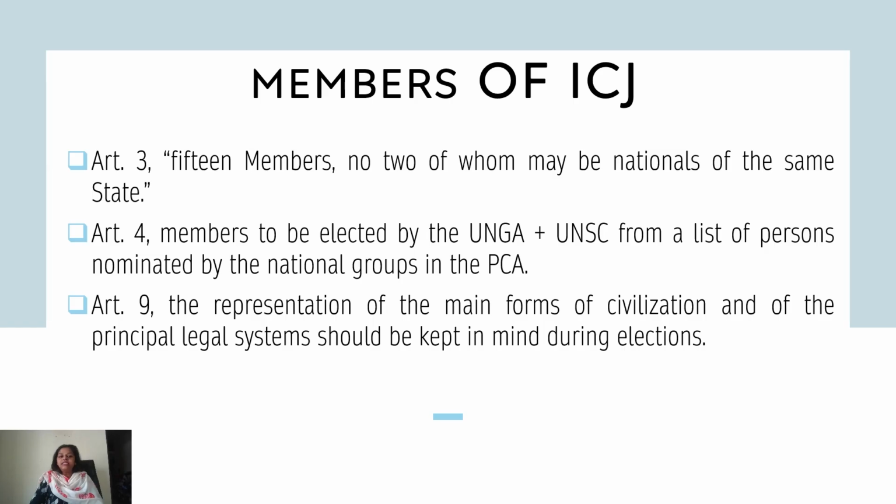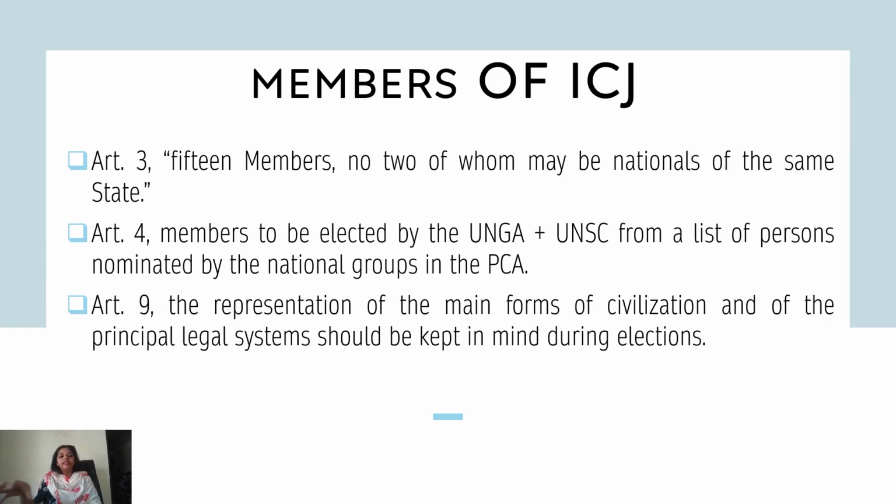Now, Article 19 talks about representation in the court, and this is significant because it says that the representation of major civilizations and principal legal organs should be kept in mind during the election of the members of ICJ. So while Article 3 highlights that 2 members should not be from the same nationality, Article 9 adds a layer to it by saying that it's not only that nationality should not be common, but also we should take care of the civilizations and legal systems representation at ICJ.